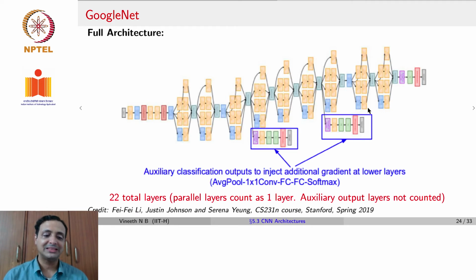There were 22 layers in total. The parallel layers count as one layer. So these different layers that you see inside the Inception module, the branches, we just count as one layer, given that it has a total of 22 layers, and the auxiliary output layers are not counted. Just from this end to the other end, together it's 22 layers in GoogleNet.